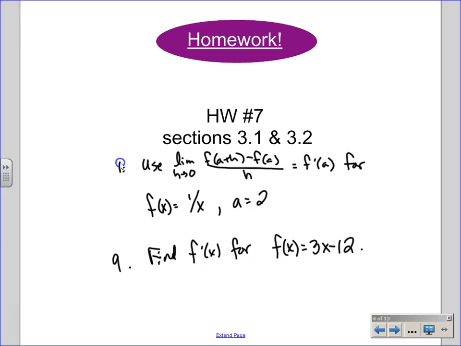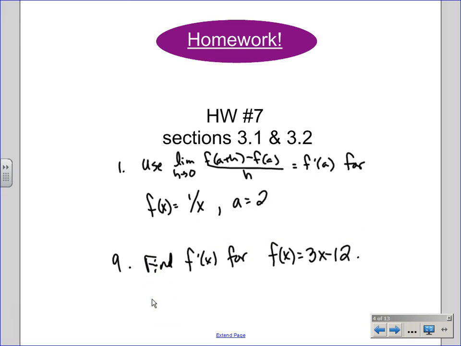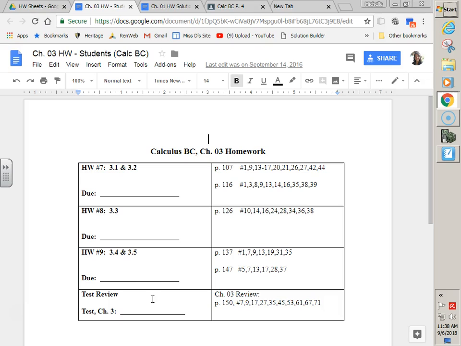Number 9, use the definition of the general derivative. You're not going to be able to use the specific because it's not asking for specific, it's asking for general. So use the proper definition for that one. And the good news is I really did not give you very many using the definition problems, just as a heads up.